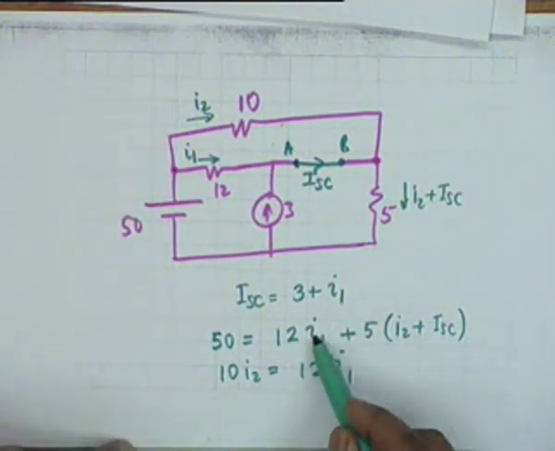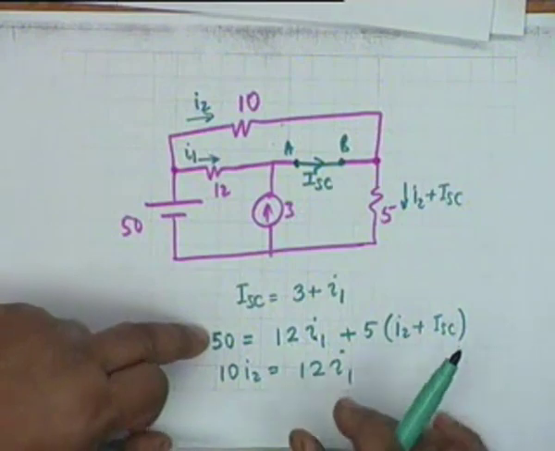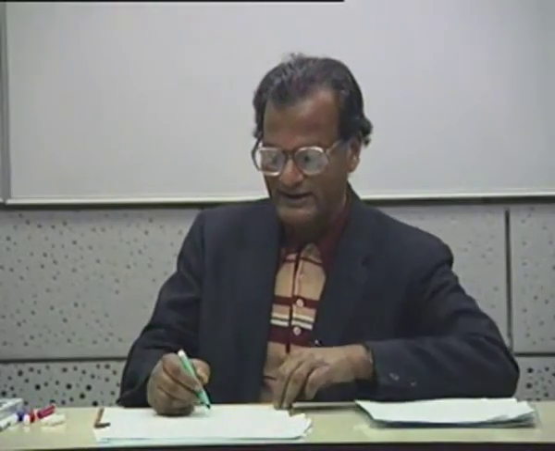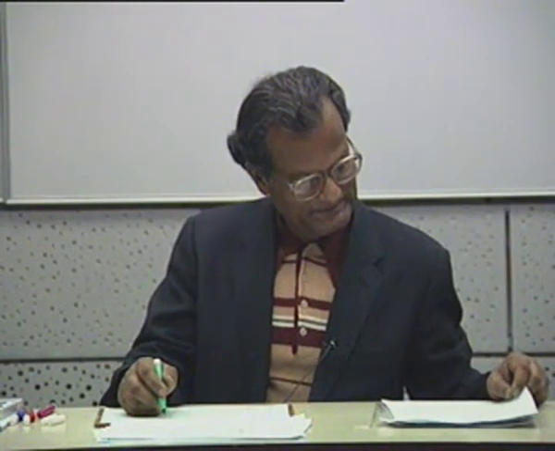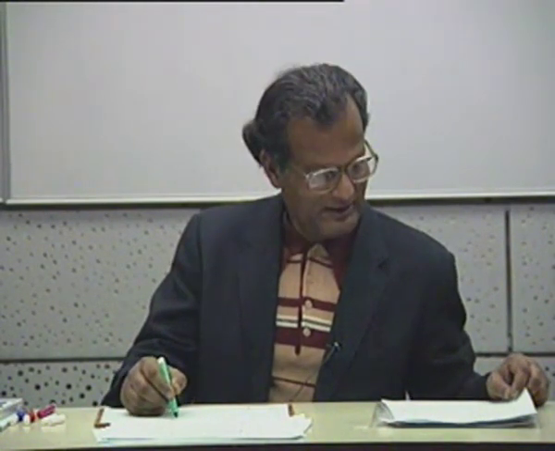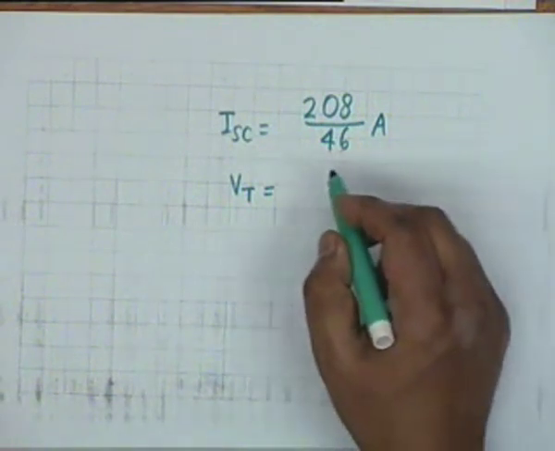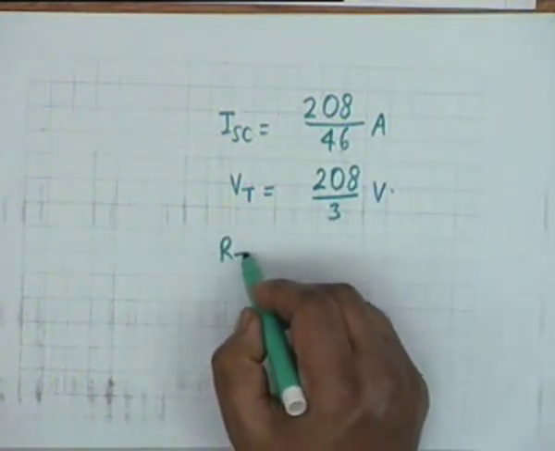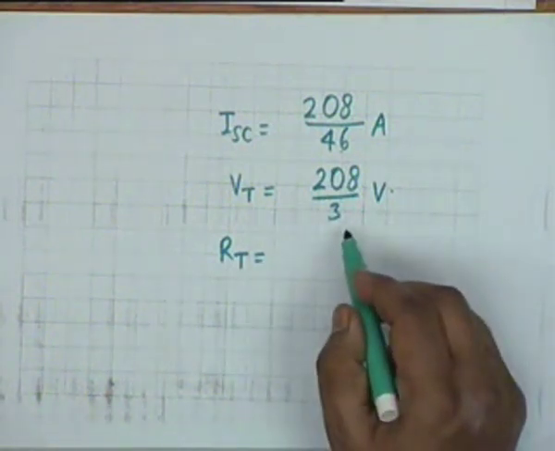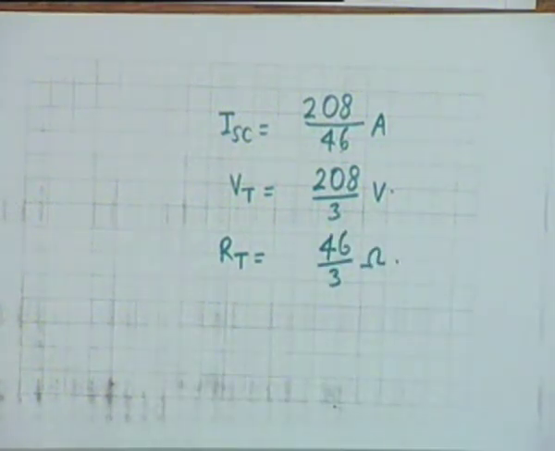What you do is you replace I1 by 3 minus ISC and solve for ISC from these two equations, either by substitution or by Cramer's method, I don't care. The final result is that ISC is equal to 208 divided by 46 ampere. My VT was equal to how much? 208 by 3 volts. And therefore my RT shall be equal to 46 by 3 ohms.